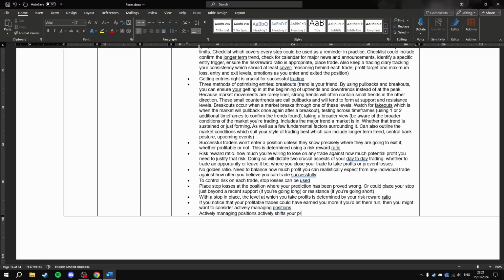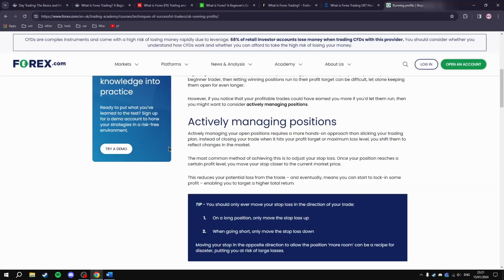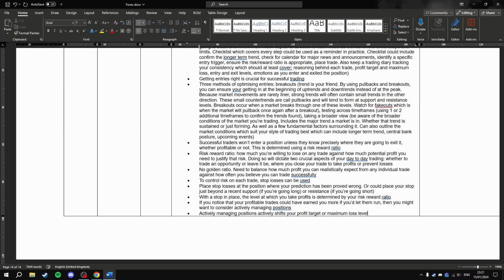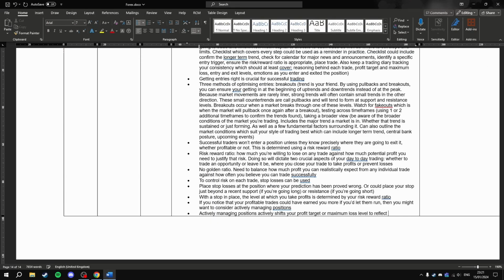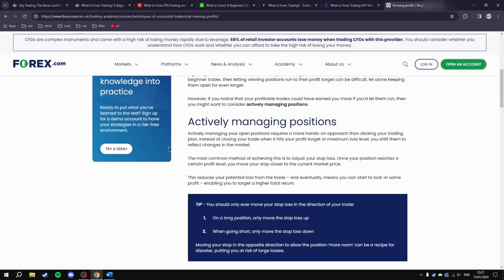Profit target or maximum loss level to reflect changes in the market. The most common method of achieving this is to adjust your stop loss. Once your position reaches a certain profit level, you move your stop closer to the current market price. This reduces your potential loss on the trade and eventually means you can start to lock in some profit, enabling you to target higher total return.